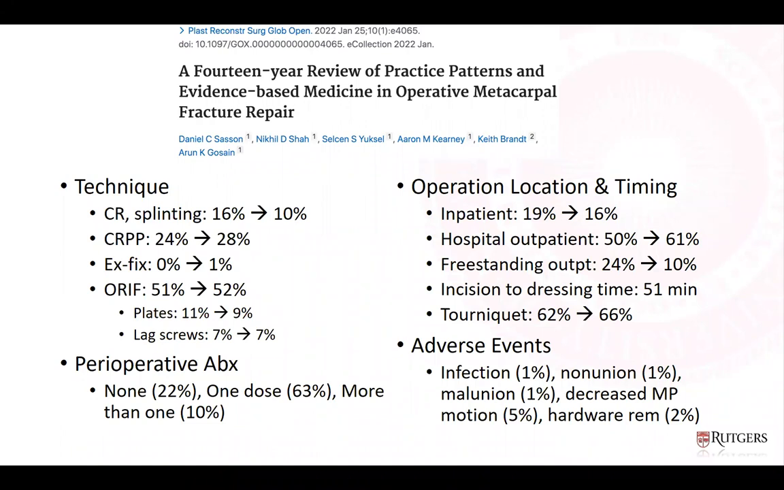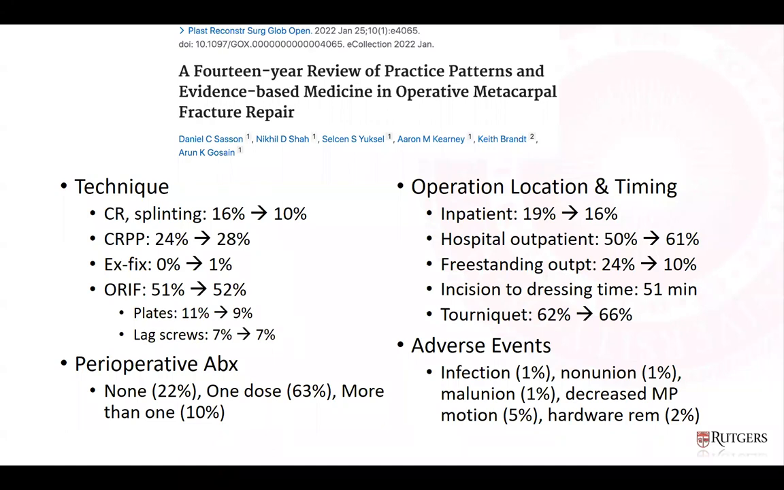Perioperative antibiotics were also recorded. In about 22% of these cases, no perioperative antibiotics were documented. 1 dose was given in about 2/3, and then more than 1 in about 10%. Inpatient management of these fractures occurred about 15 to 20% of the time, hospital outpatient about half the time, and then freestanding outpatient center about a quarter of the time. The incision to dressing time was about 51 minutes, and the tourniquet was used in about 2/3 of cases.